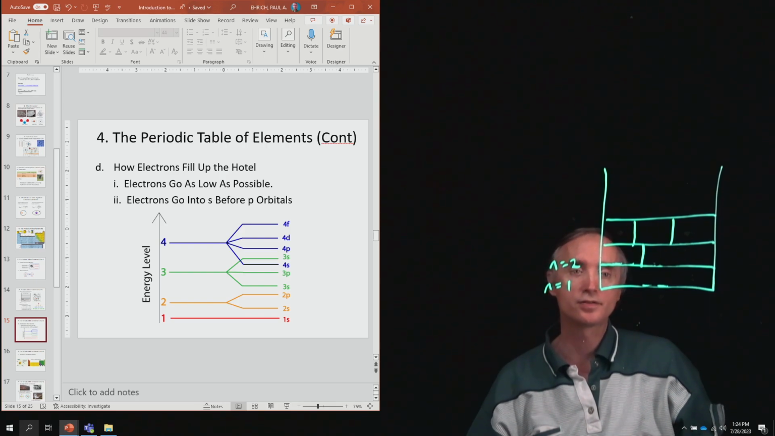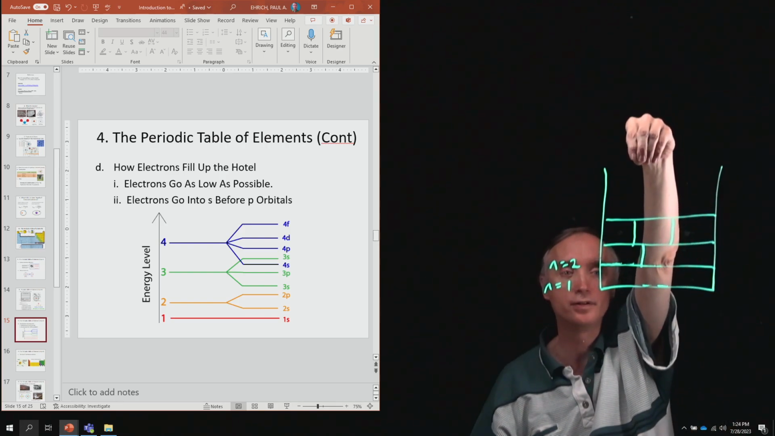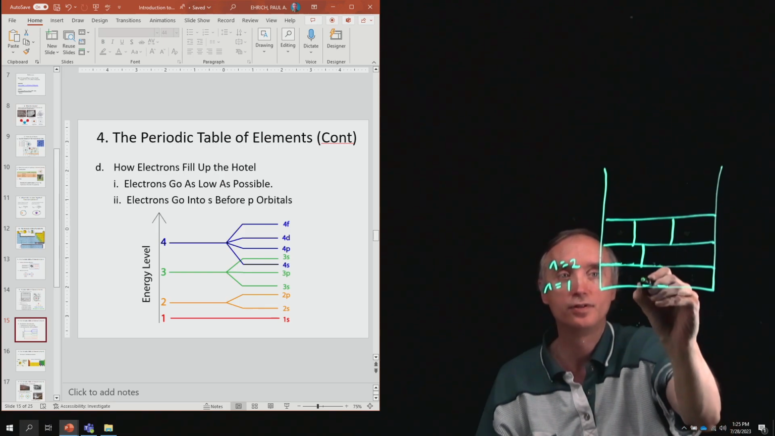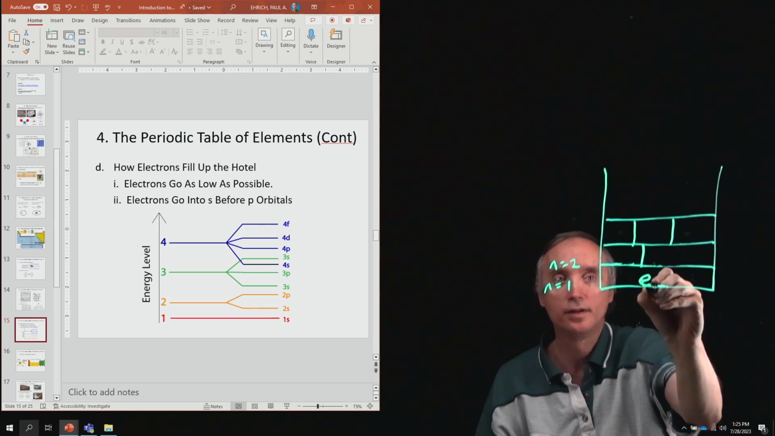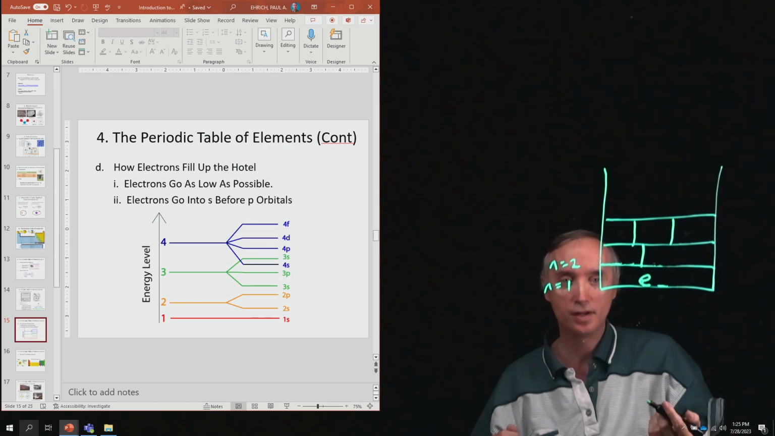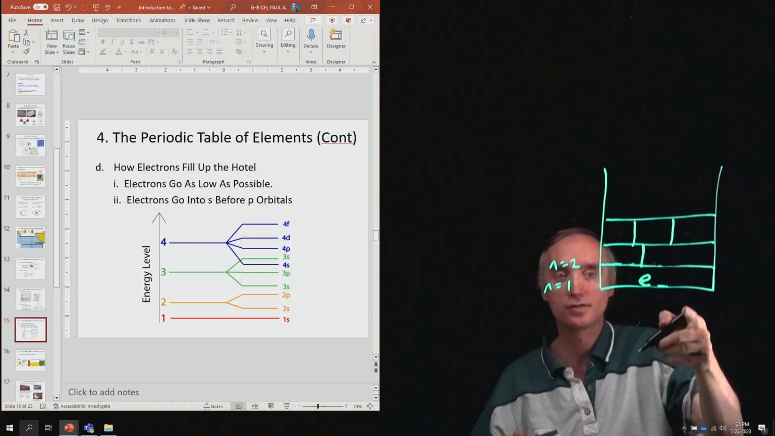So let's try this. If we take our electron and we drop it into the hotel, where's it going to go? Okay, did you make a prediction? So it's going to go down to here. Now notice which subshell is it in. It's in the S subshell.